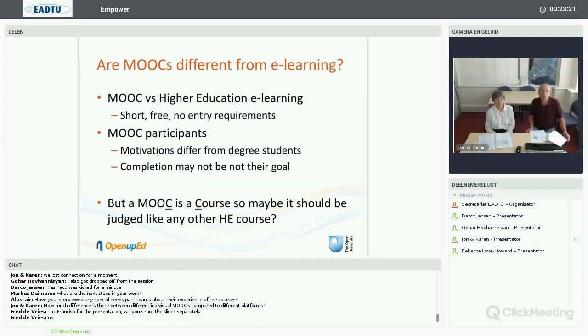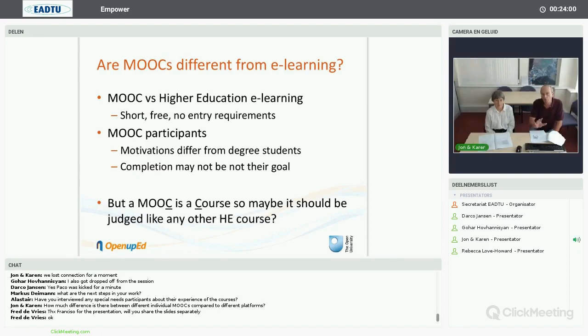Attached to that, there is a concern about whether MOOCs should be treated differently from e-learning generally, and particularly higher education generally. MOOCs are different: they're free, they're open entry, they're typically very short, and so maybe all the normal QA procedures that universities have developed over the years are completely inappropriate. That's one position. Another position would be to say, well, the MOOC is a course, so shouldn't it just be judged like any other higher education course?